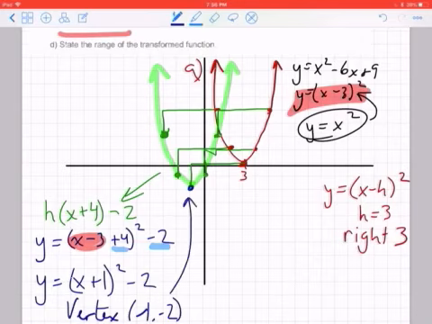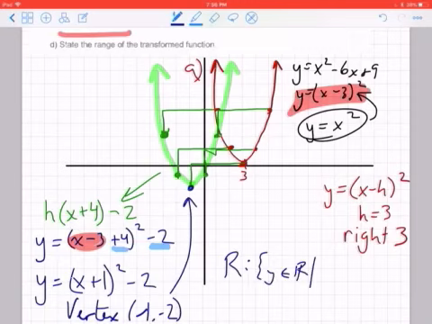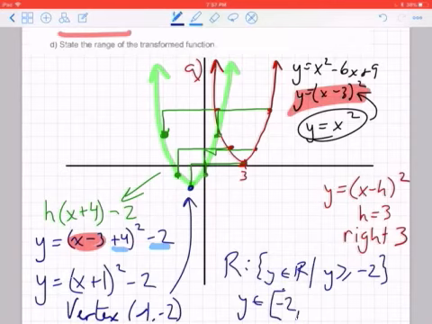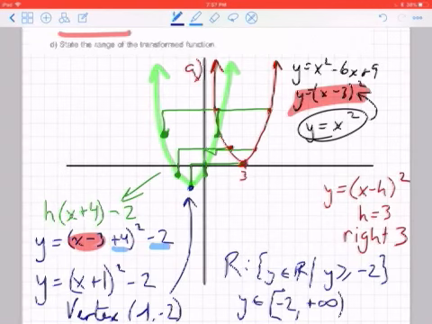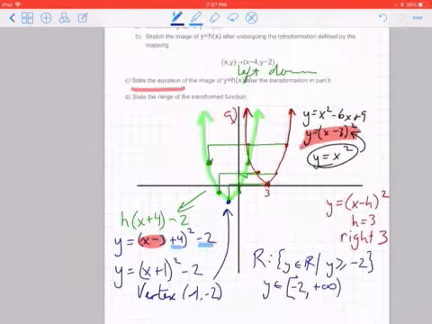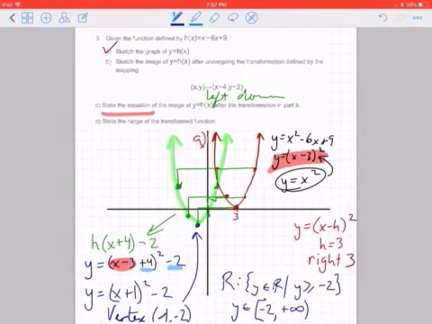Okay, so now it says state the range of the transformed function. So the range here, we can say y is an element of real numbers such that y is greater than or equal to negative 2. Okay, or you could say y belongs to the interval from negative 2 to positive infinity. Okay, so that is question number 3. Let's move on to question number 4.